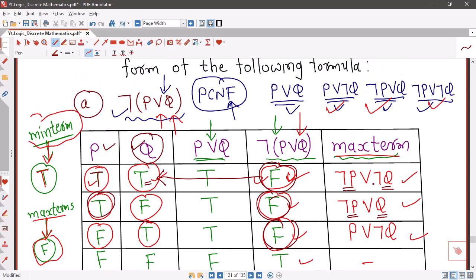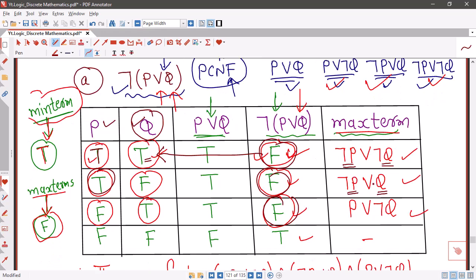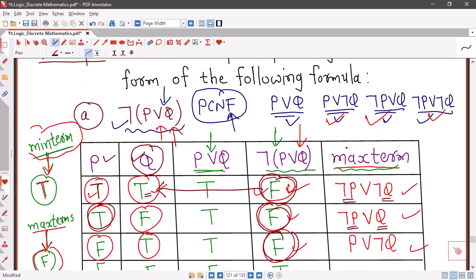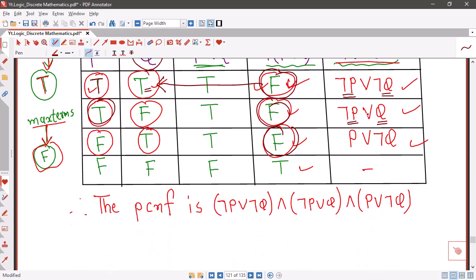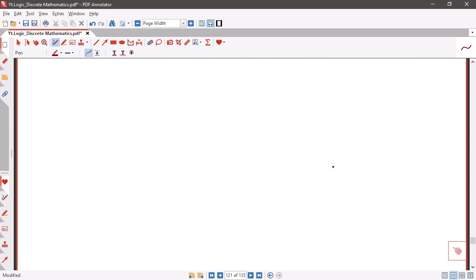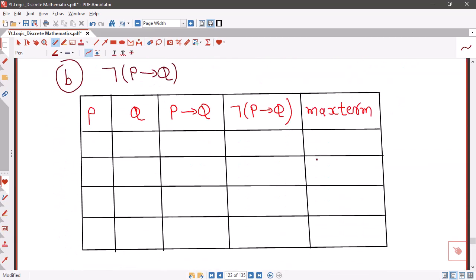And here I have two variables only, therefore I have four max terms, and my PCNF will be a conjunction of some of these four max terms. Here we have three max terms in our principal conjunctive normal form. We consider another formula and obtain its PCNF.